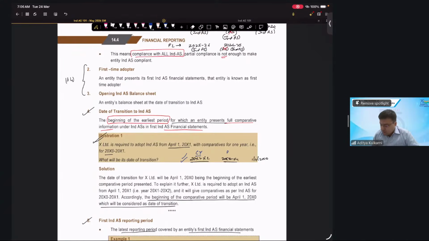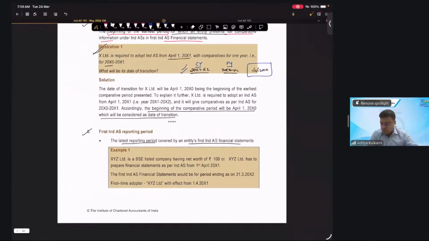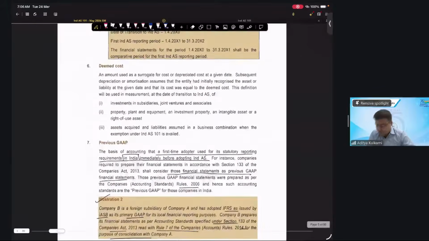X0, X1 will be the previous year. And 1st April 20X0 will be the earliest period. That is the beginning of the previous year. So your date of transition will be 1st April 20X0. So that is your date of transition to Ind AS. Okay. And then we move on to the next one, that is previous GAAP.